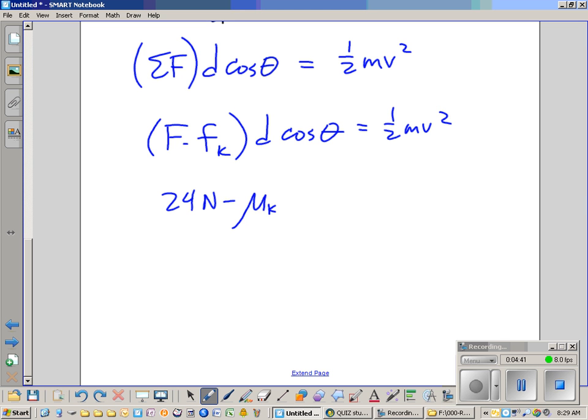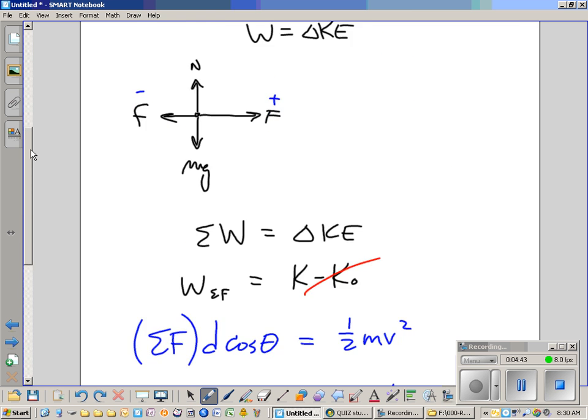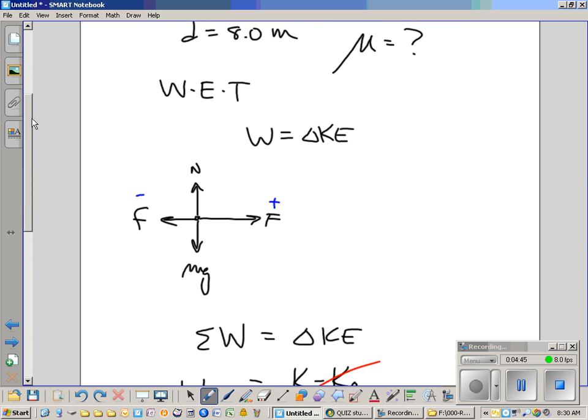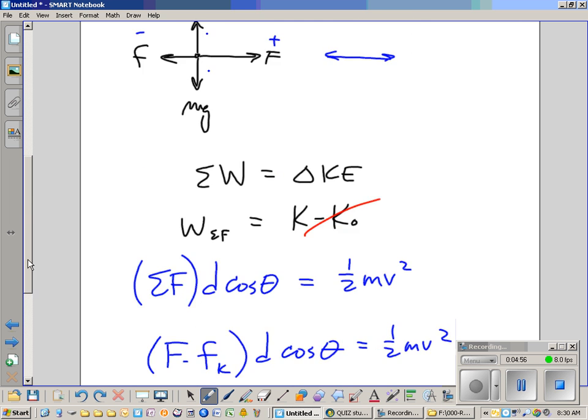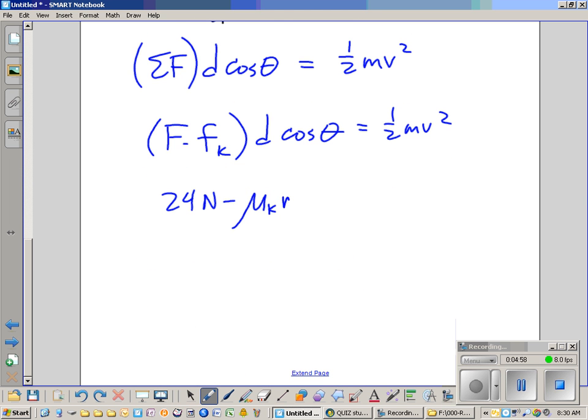All right, but what can we break frictional force down into? Mu kinetic times normal force. Can we just say it's mg? Well, we know that these are balanced. We're constrained to move in the horizontal, right? So we're on a horizontal surface. There's no vertical acceleration, so that means the normal force is equal to mg. So we're going to say mu k times mg, all of this in parentheses, times d cosine theta is equal to 1/2 mv squared.